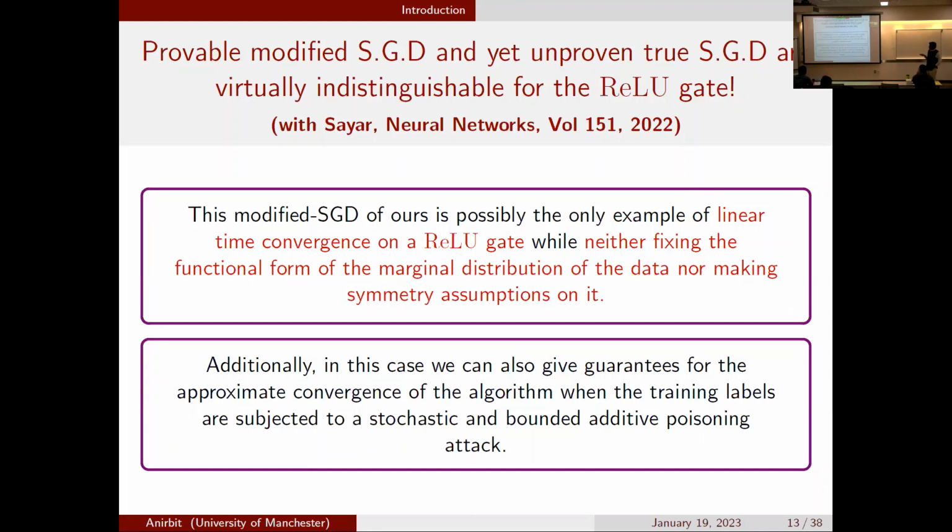while neither fixing the functional form of the data nor making symmetry assumptions about it. So we do not assume that the distribution of the data is symmetric. We do not make assumptions about the functional form of the PDF, but we can still get linear time convergence. And I don't think there was a previous result to that. Additionally, as I pointed out, we can give approximate convergence guarantees when there is a distortion, which is still open for SGD. I don't think there is an SGD result yet.